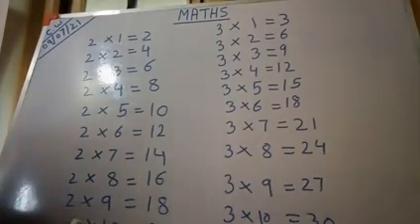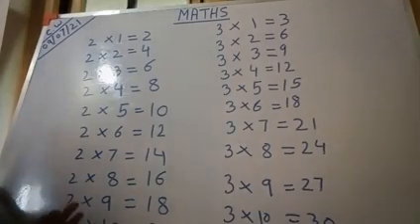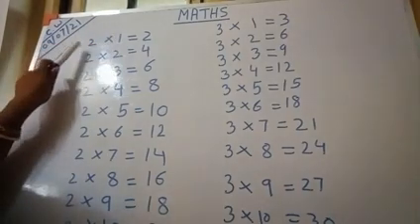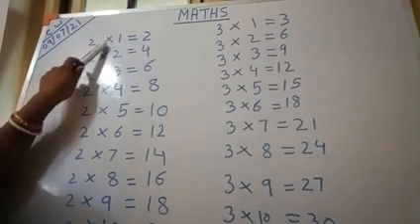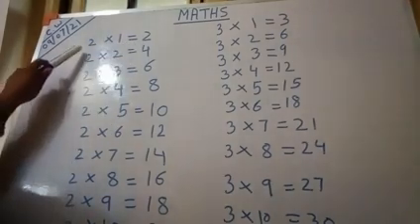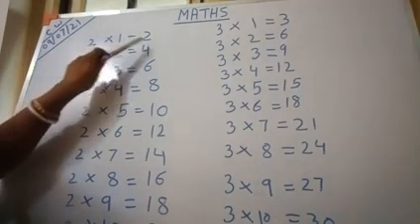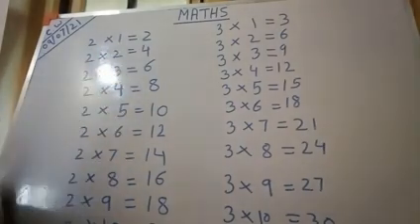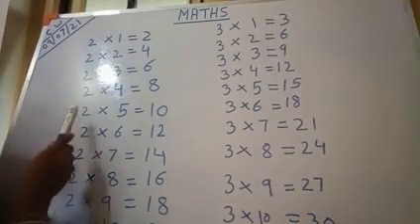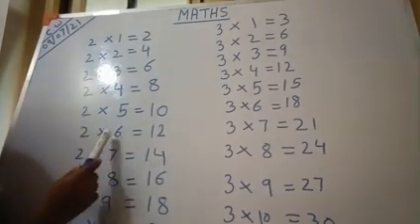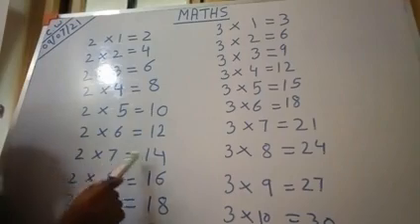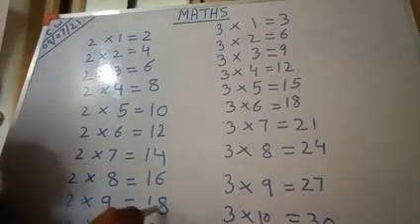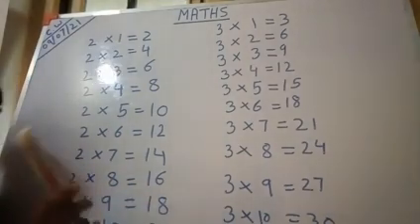You have to learn the table. Otherwise, you can't do anything. So, we will do it. 2 ones are what? This is a multiplication sign and this is the equals to sign. So, we will learn. 2 ones are 2. 2 twos are 4. 2 threes are 6. 2 fours are 8, 2 fives are 10, 2 sixes are 12, 2 sevens are 14, 2 eights are 16, 2 nines are 18, 2 tens are 20.